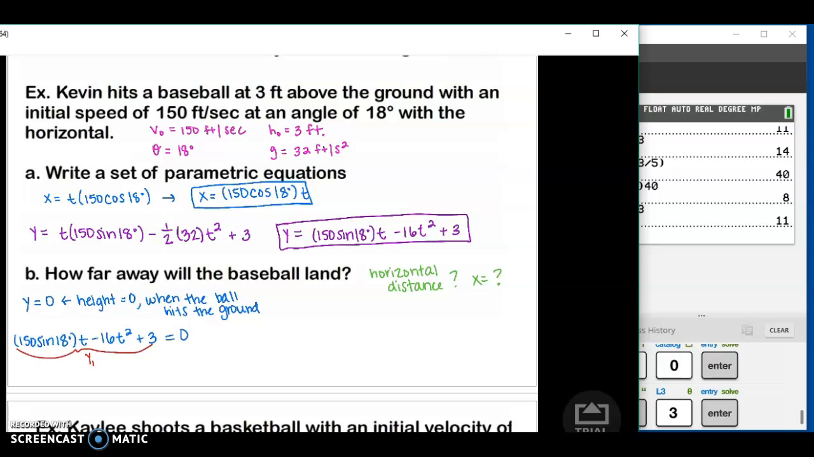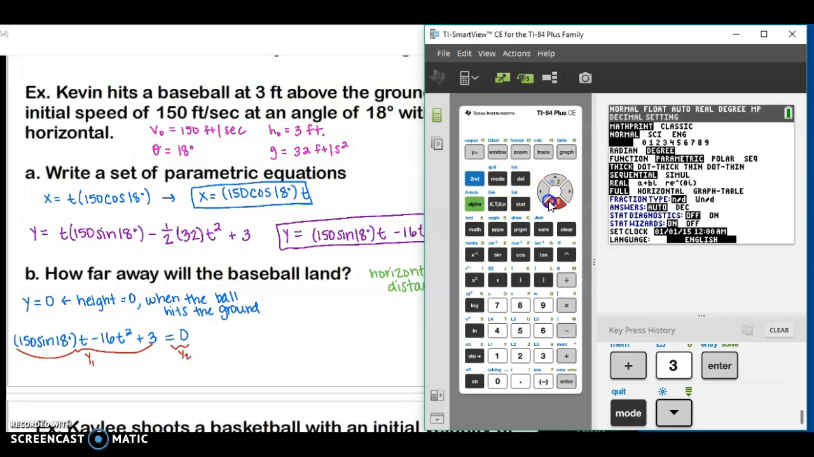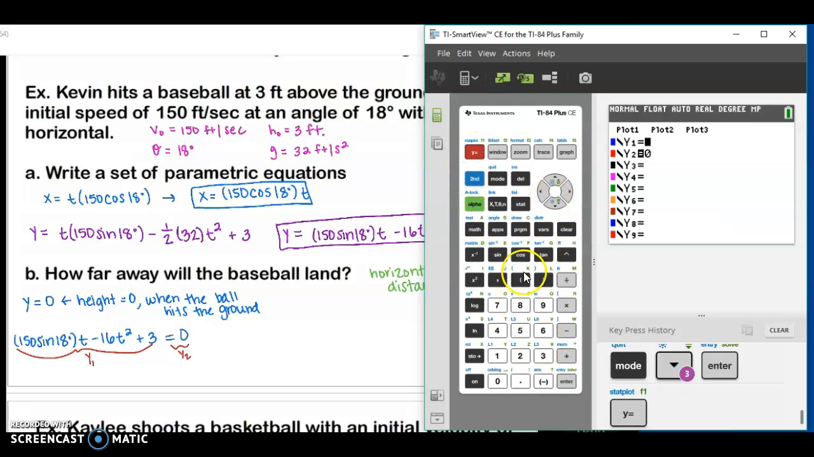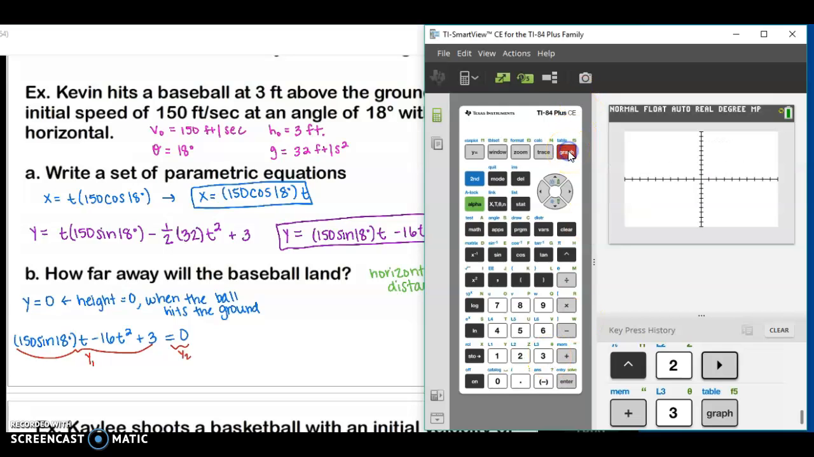So we're going to put one side in y1 and one side in y2. Now we are not using the parametric equations to do this. So in your calculator, first off, make sure your mode is in degrees. And then we want to change it back to function. So when I go to my y equals, we're going to type this in. Just be careful with your parentheses. So 150 sine 18 degrees, we have our x, and then minus 16x squared, and then plus 3. And then you're going to make sure you have 0 in your y2. So we'll just graph and see what's going to happen.